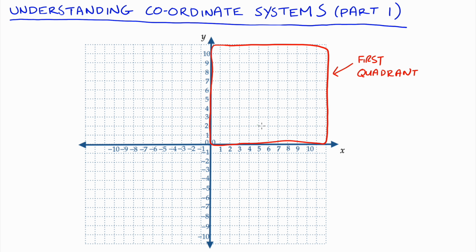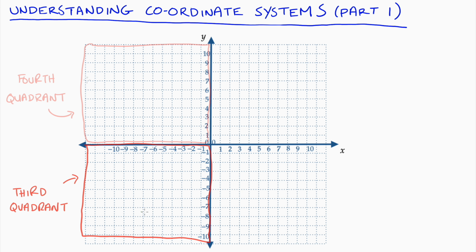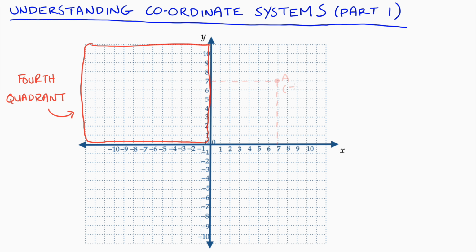Now the upper right square that we see here, that's called the first quadrant. The lower right area, that's the second quadrant. The lower left is the third quadrant, and the upper left is the fourth quadrant.